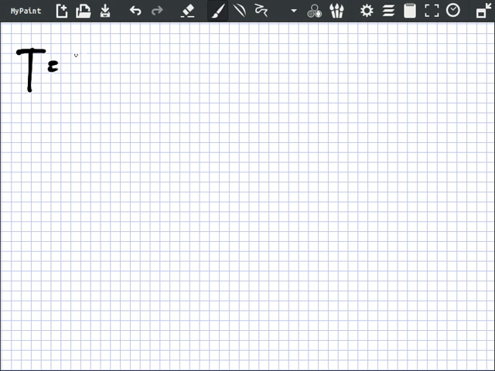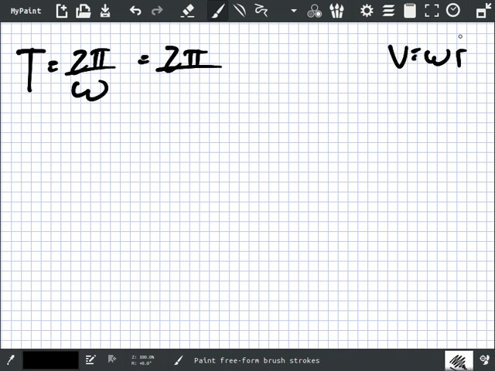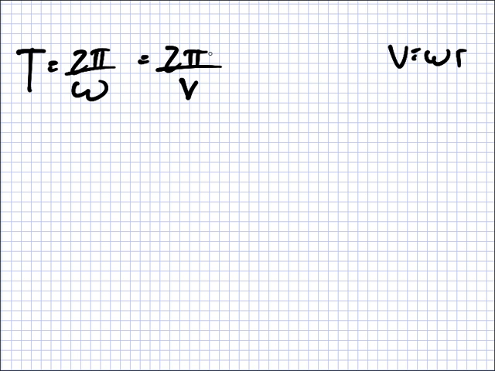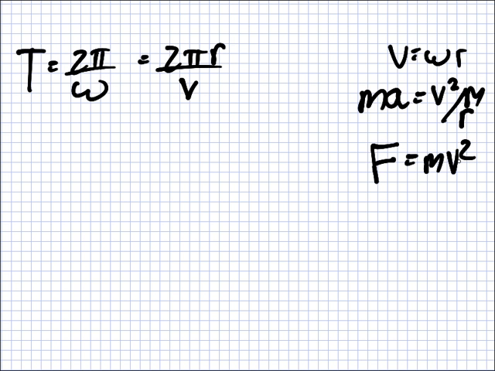F over m. So look, you've got T equals 2 pi over omega, right? But what does omega equal? A over r. Well, you could say V equals omega r. So omega is V over r. You also have the formula that A equals V squared over r, doesn't it? Now, if you multiply by M, then what you get here is F equals MV squared over r. Now, this is good. Because you can then say V equals root FR over M.